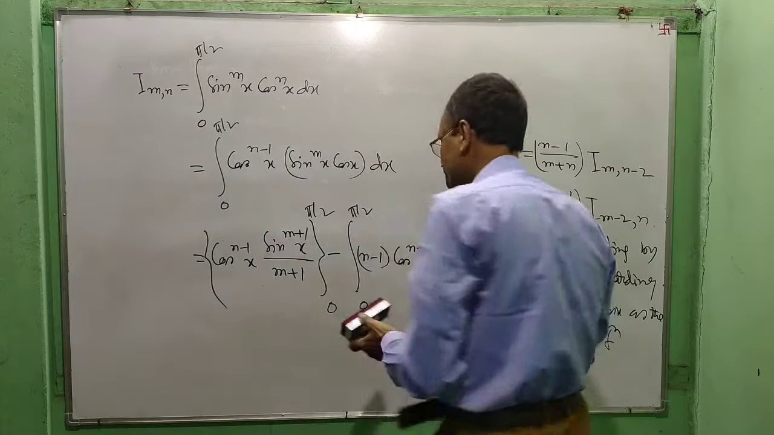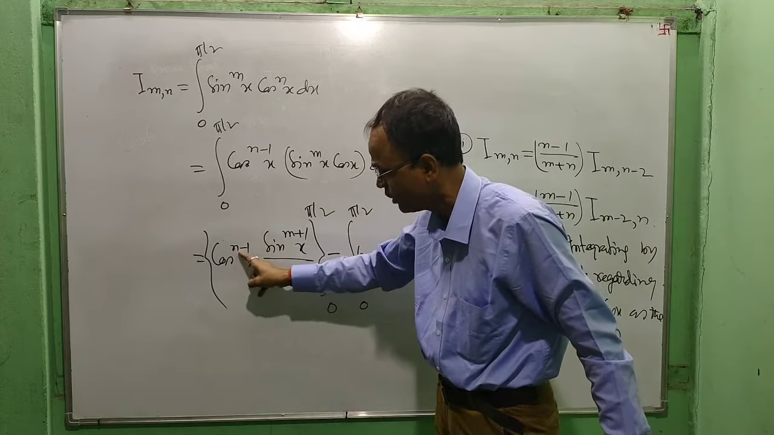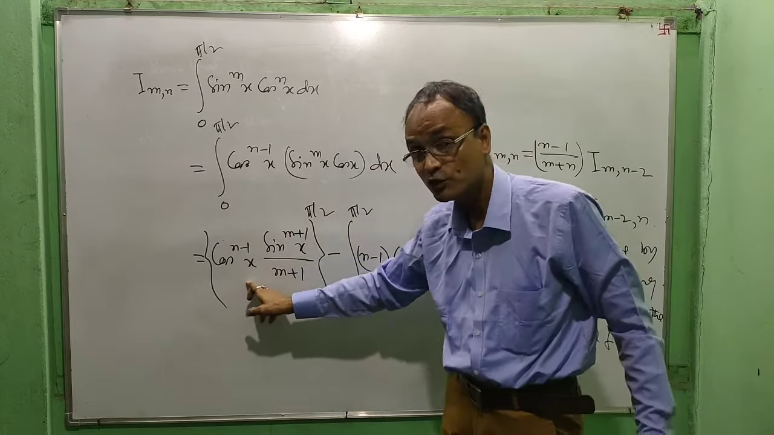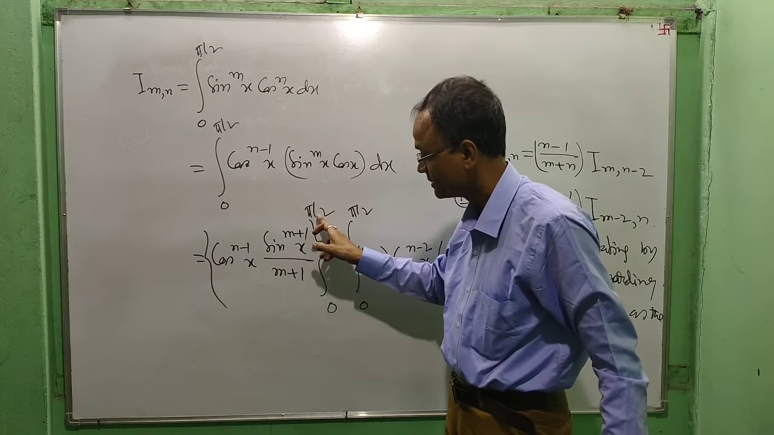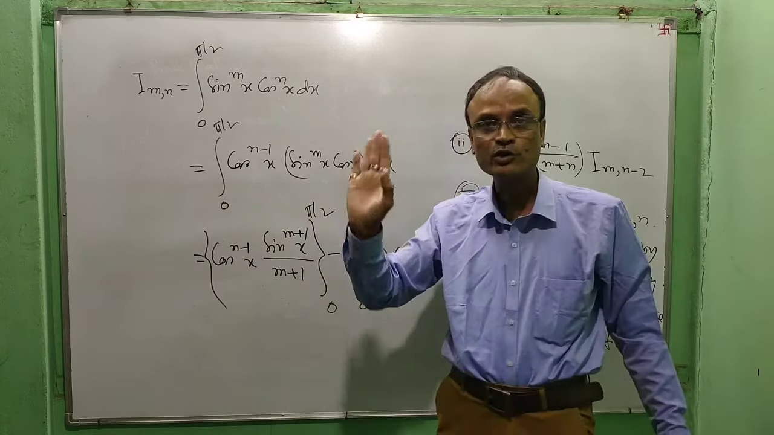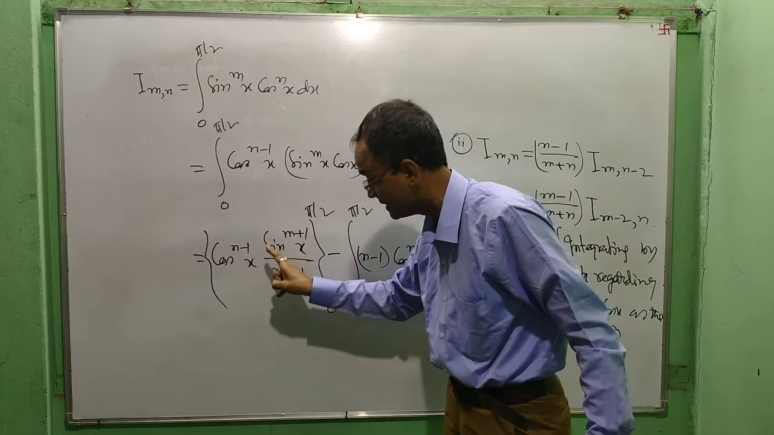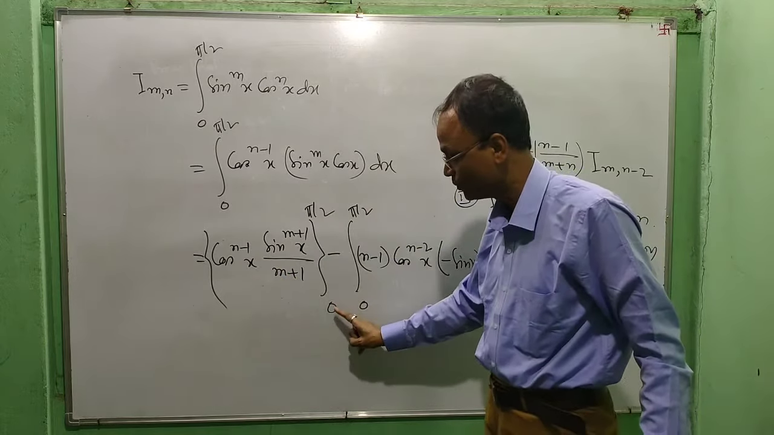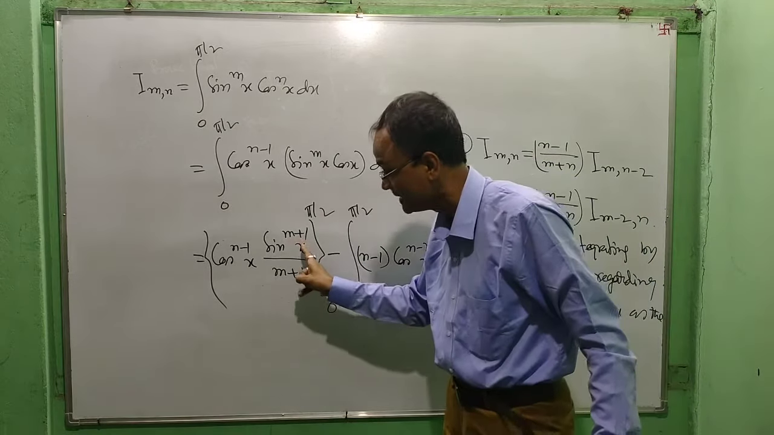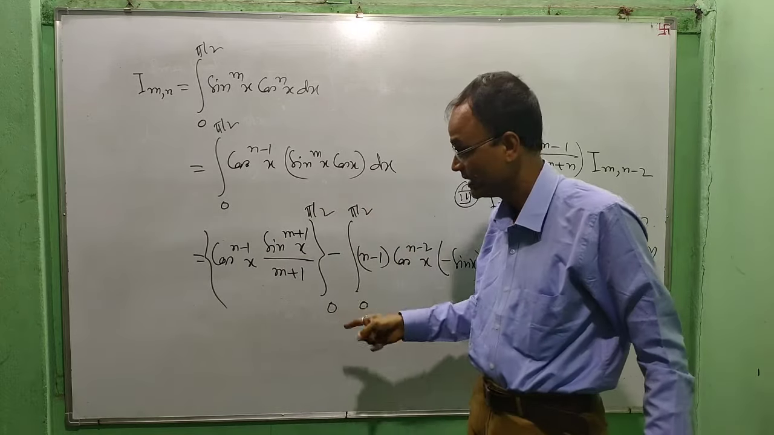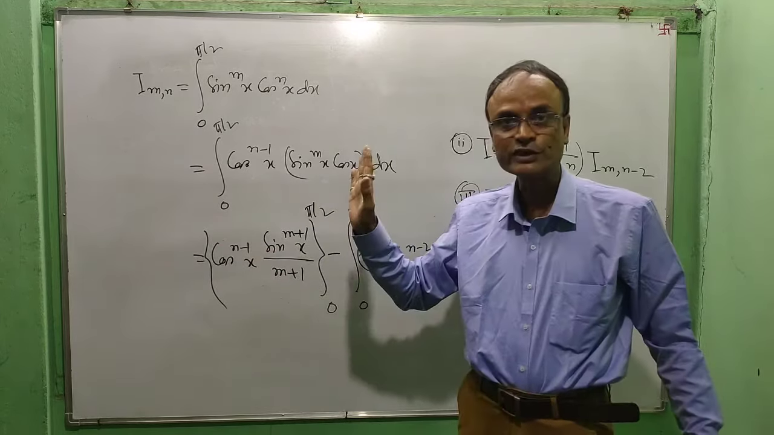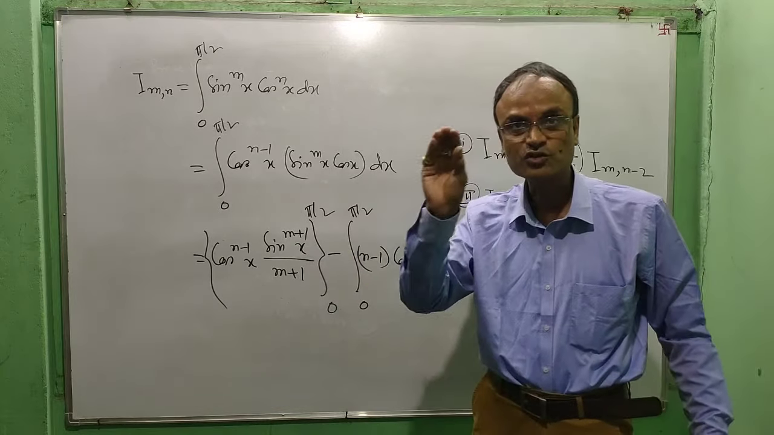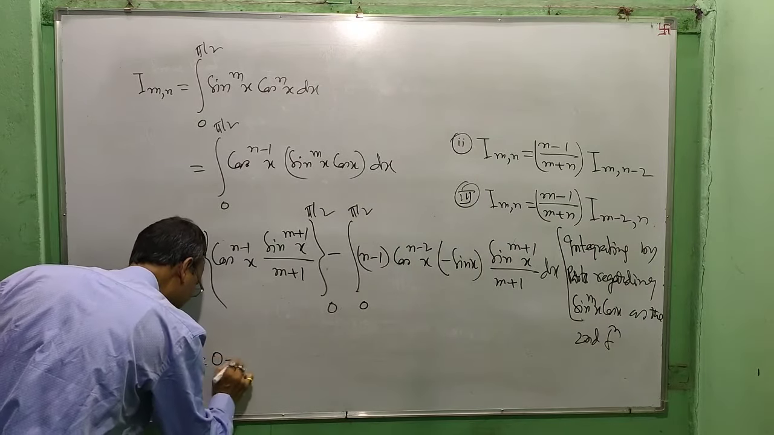Now, see here: cos^(n-1) x. If you put pi by 2 for x, cos pi by 2 equals 0. Therefore, the contribution, if you put x equal to pi by 2, will be 0, because cos^(n-1) x into sin^(m+1) x will be 0 since cos pi by 2 equals 0. Now if you put the lower limit 0, sin 0 will be equal to 0. Therefore, the total contribution from this will be 0 minus 0, since cos pi by 2 equals 0 and sin 0 is also 0.